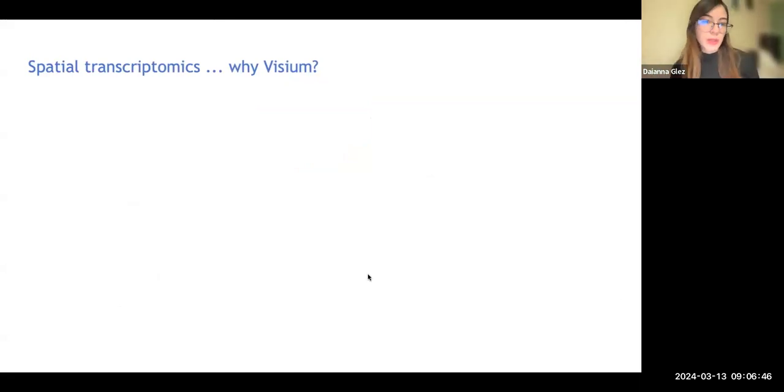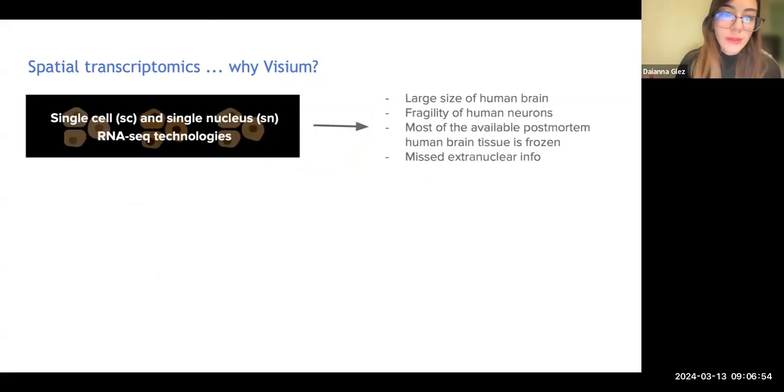Okay, so we are interested in spatial transcriptomics. One important methodological question is why to choose the Visium platform. Initially, single-cell and single-nucleus RNA-seq technologies have gained popularity in recent years because they allow us to identify specific cell types by profiling the transcriptome of single cells or nuclei.